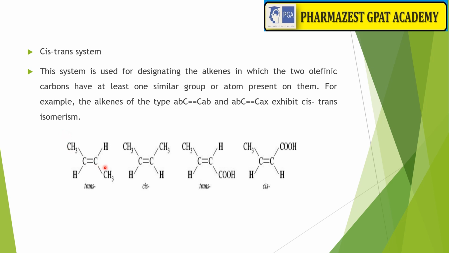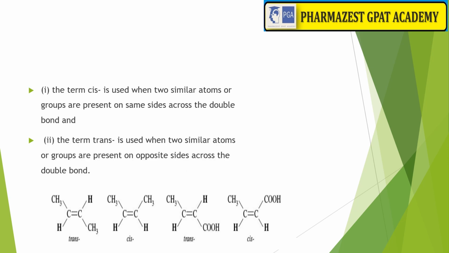This is a trans molecule. This is a cis molecule, that is present on the same side of the plane. Identical atoms, if they are present on the same side of the plane, it is known as cis. If the identical atoms are present on the opposite sides of the plane, it is known as trans. The term cis is used when two similar atoms or groups are present on the same side across the double bond, and the term trans is used when the two similar atoms or groups are present on the opposite sides across the double bond. Okay, as I discussed earlier, same side cis, opposite sides trans.